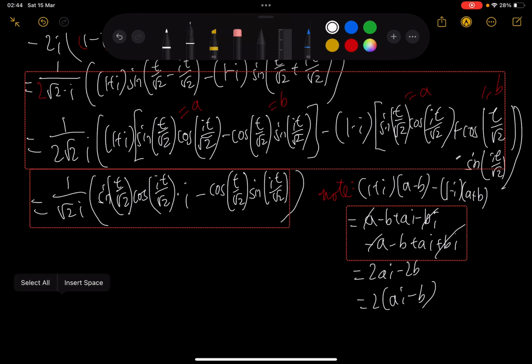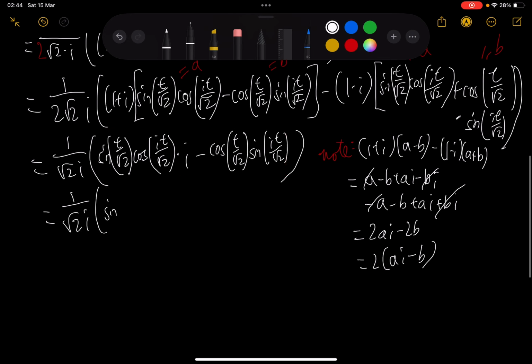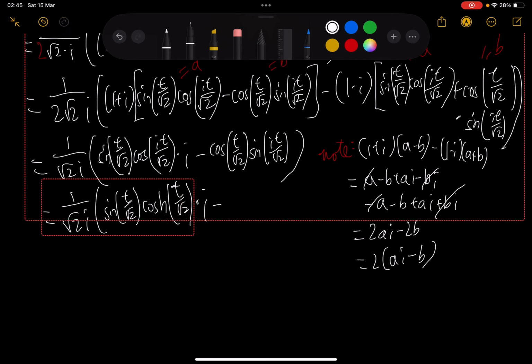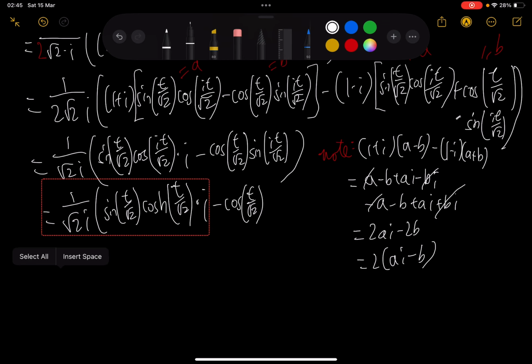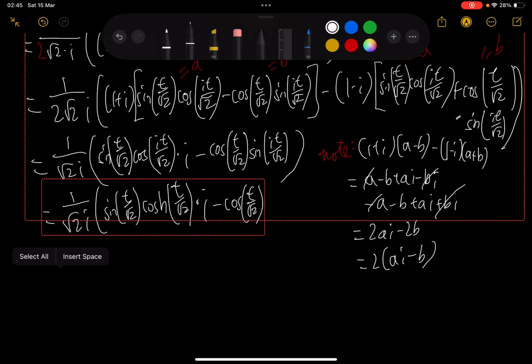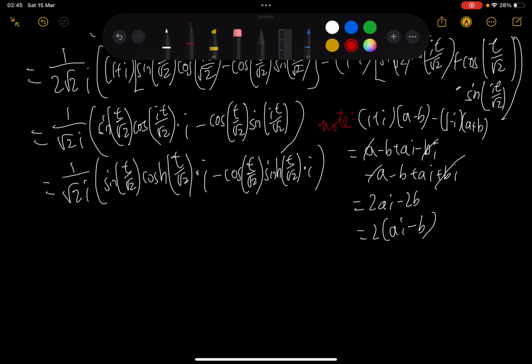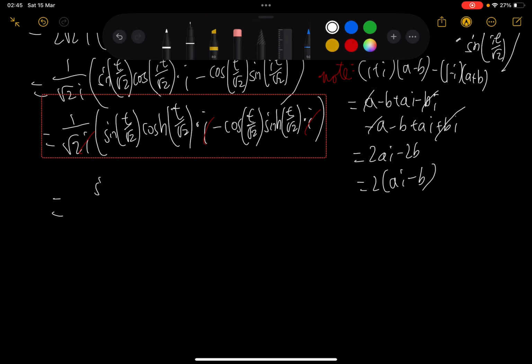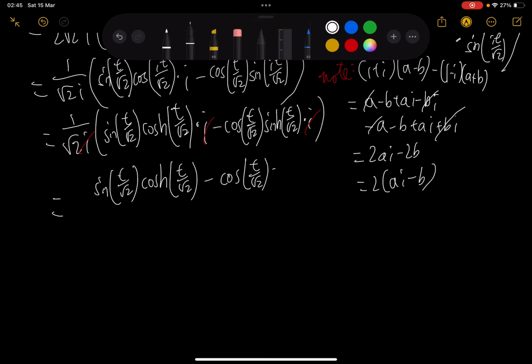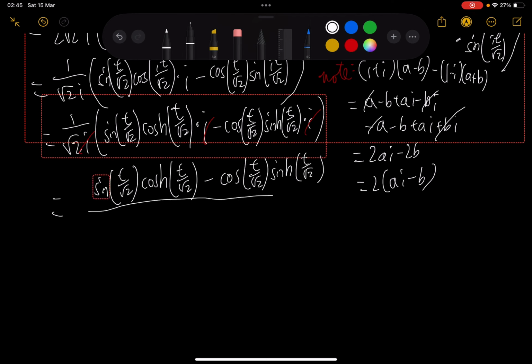And then use our identity, cosine of i times something, which is just the hyperbolic function cosh t over square root of 2, and then times i, we know that we have an i here, and then minus cosine t over square root of 2, keep it, and then sin of i times something, which is i times sinh of that thing, so we can write this as sinh t over square root of 2 times i, and then you just cancel the i here, you can see i and i are gone, so therefore our result is going to be sin of t over square root of 2 times cosh t over square root of 2 minus cosine t over square root of 2 times sinh t over square root of 2, all over square root of 2, and this is our result.